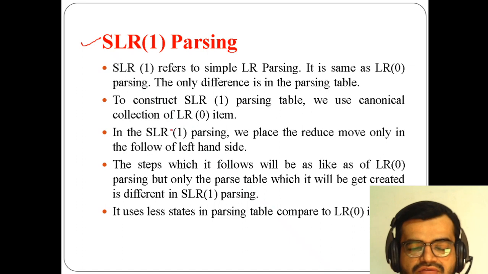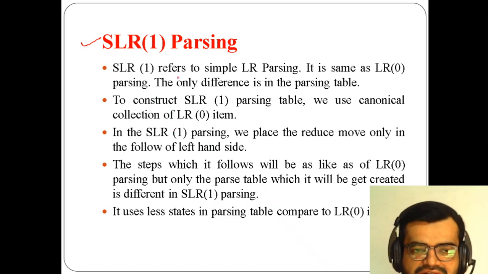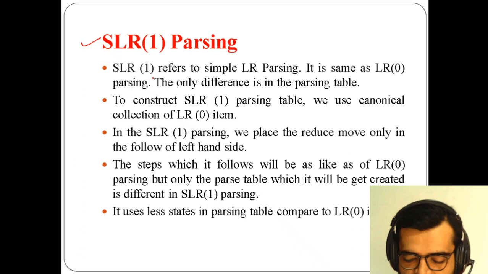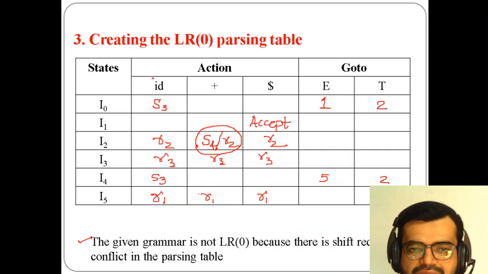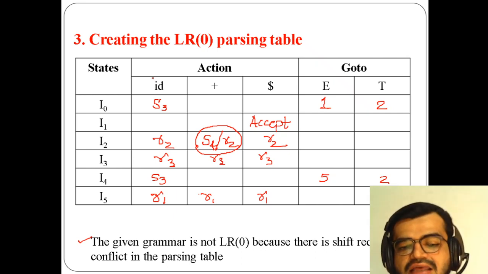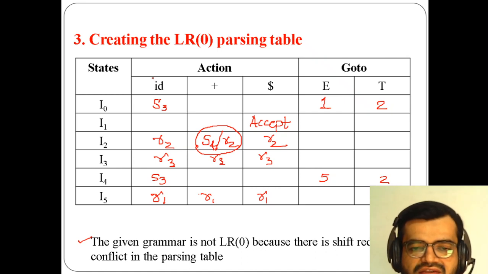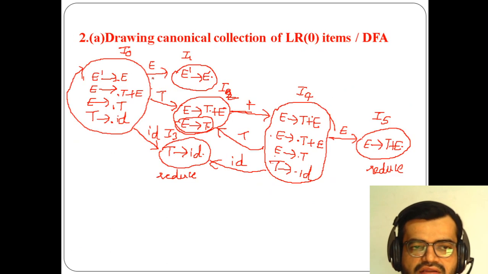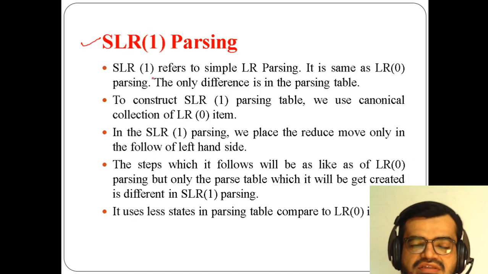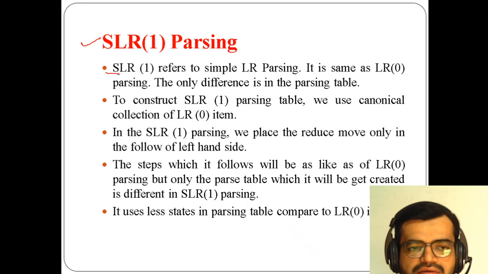So that's why now we need to learn about SLR of 1 parsing. This is the next topic here. So for this question, you can say that the given grammar is not LR of 0 parsing. It's not satisfying the LR of 0 parser because there is a conflict which is shift reduce conflict. Okay, this is the example of that. Now going to the next topic, which is SLR of 1 parsing. What is this? S represents simple, simple LR parsing.